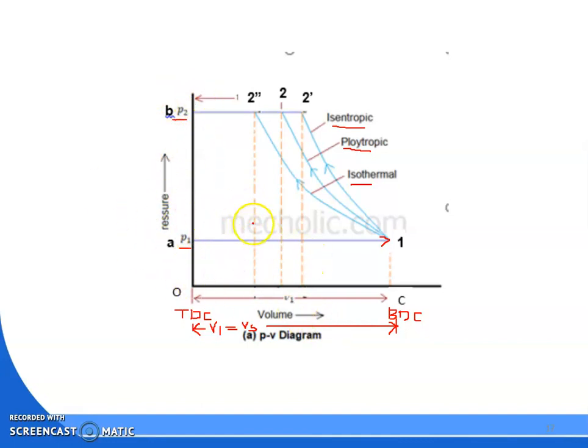So what we will do here is see how much work input you have to give to compress the air, that is, find out the work input to the compressor. Okay, this is your pressure and volume diagram of a single acting reciprocating compressor without clearance. Next we will discuss how you can calculate the work input to the compressor if we are compressing polytropically, isothermally or isentropically.